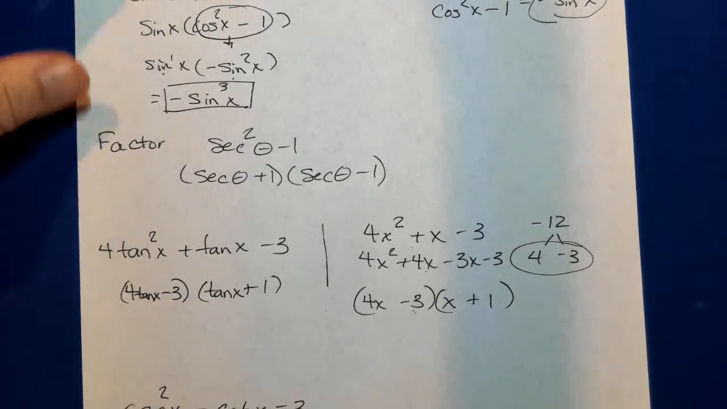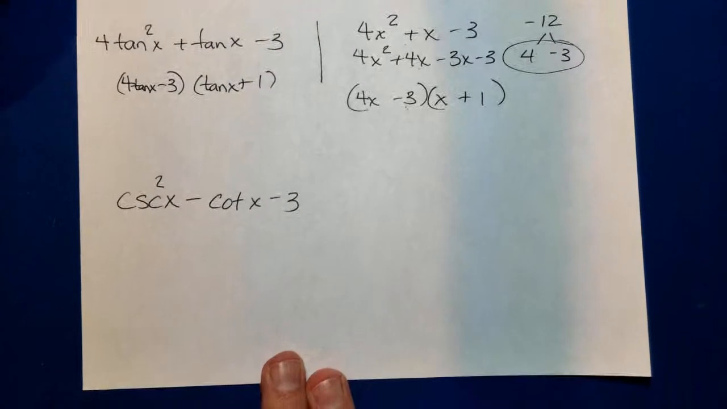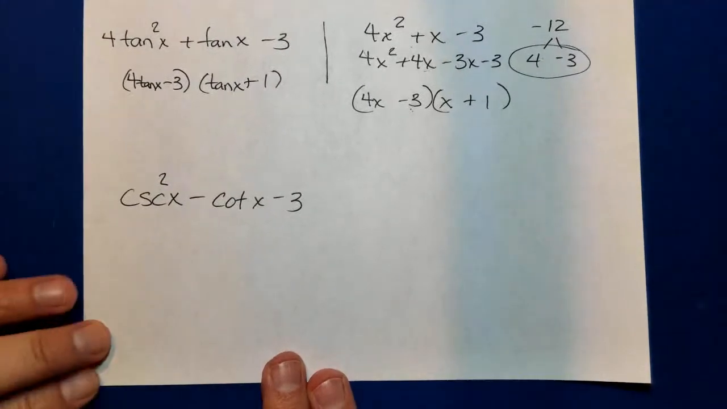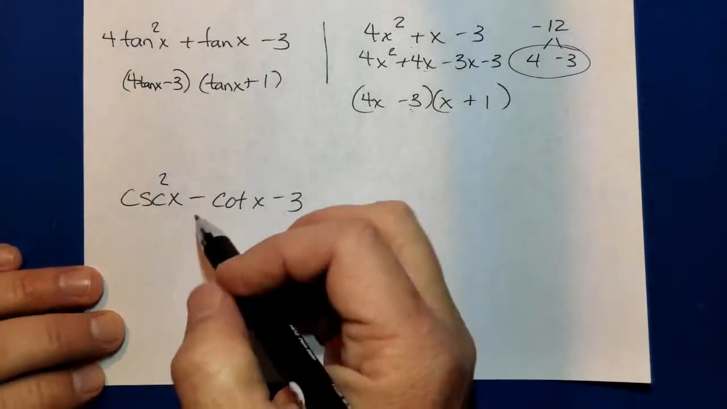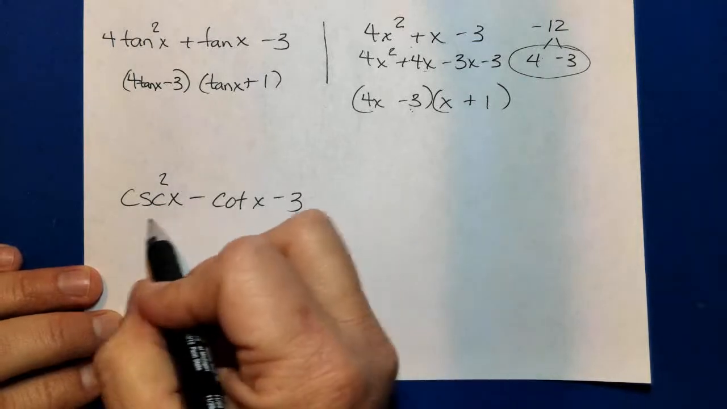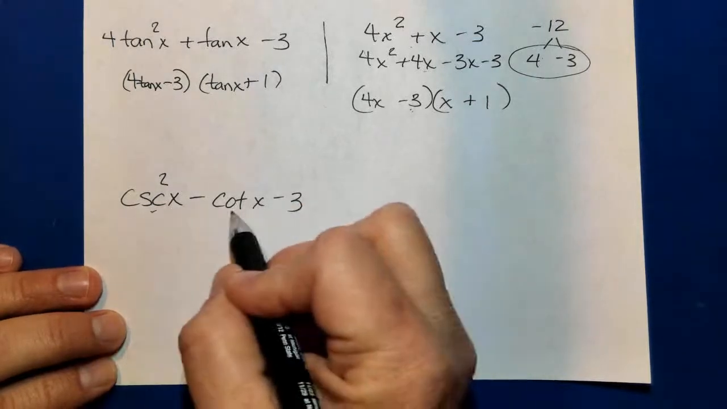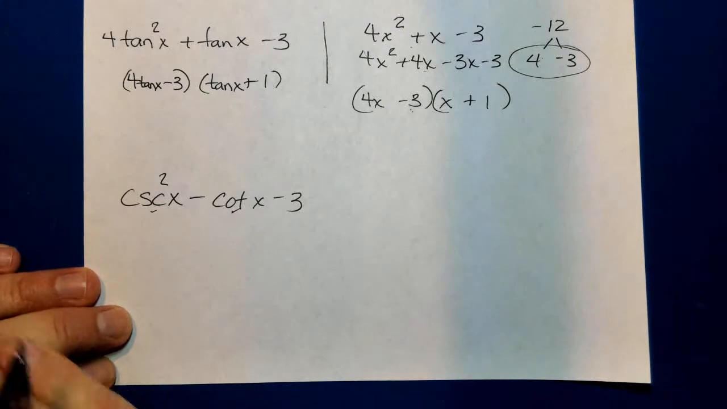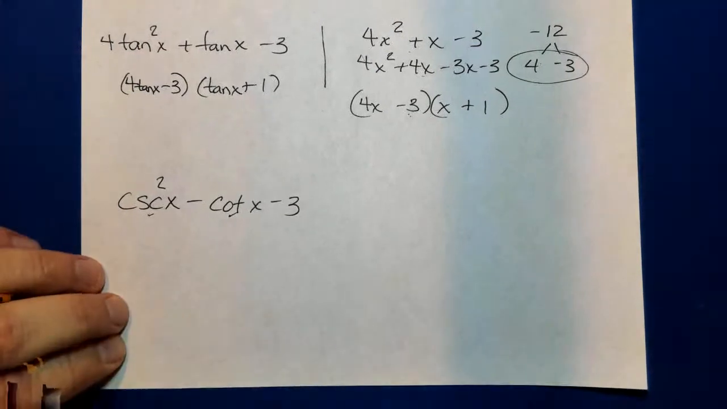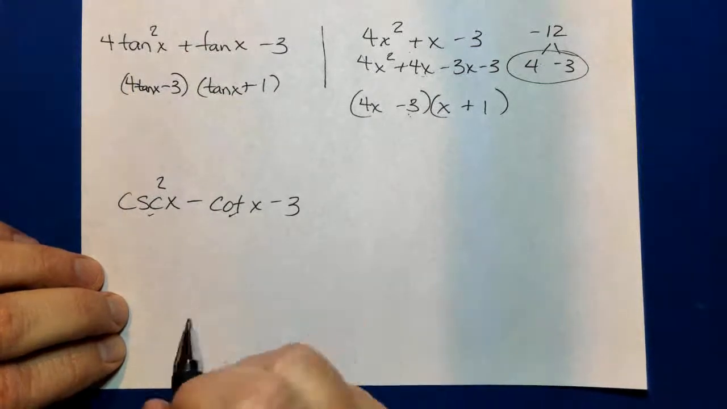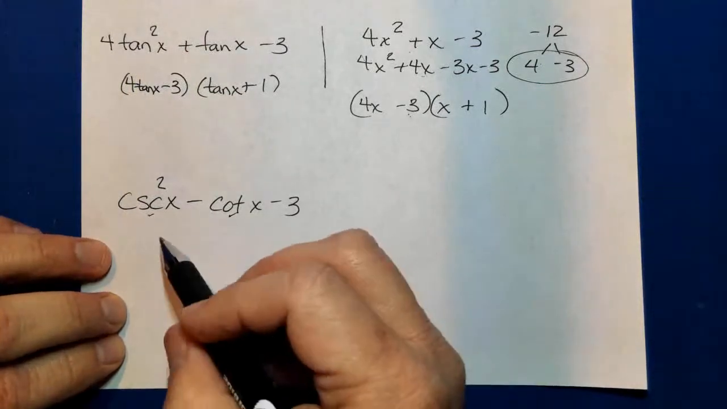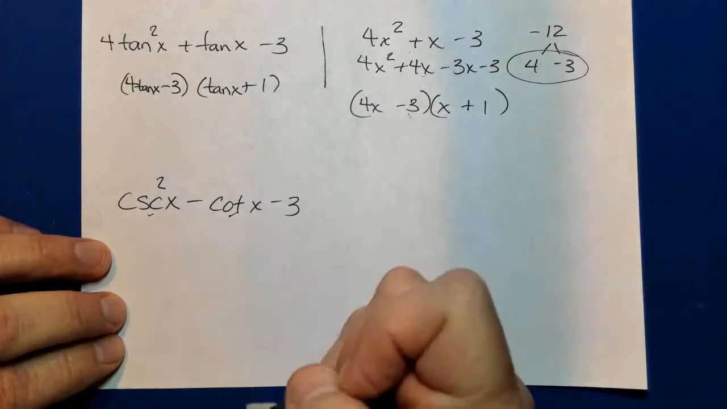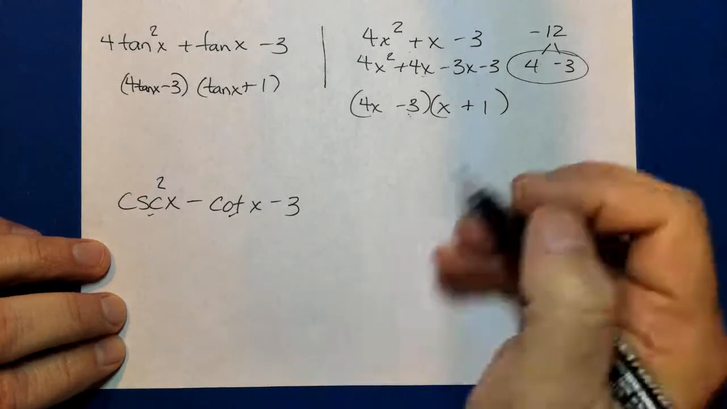Okay, we're getting there. The next example is a little bit uglier. It's ugly because it's a mix of cosecant and cotangent. Looking at our sheet, I don't see any identity right now that relates cosecant to cotangent. I just don't see it.